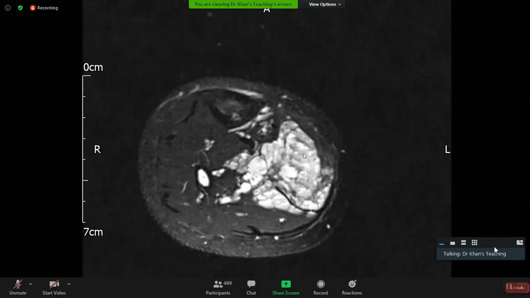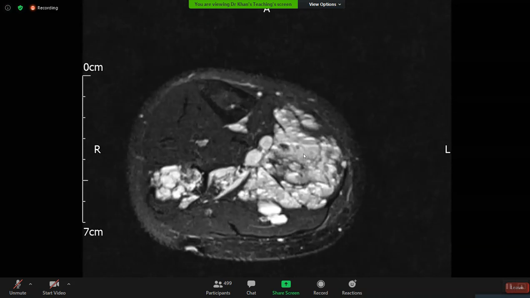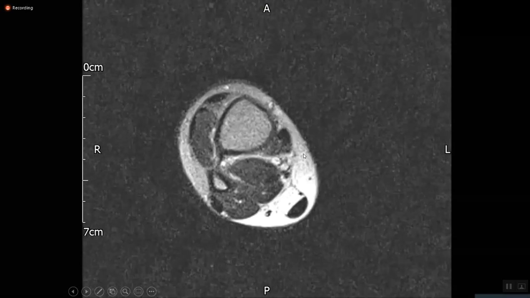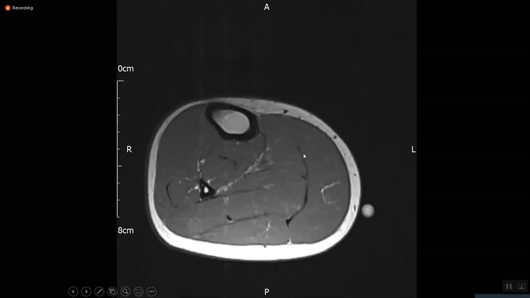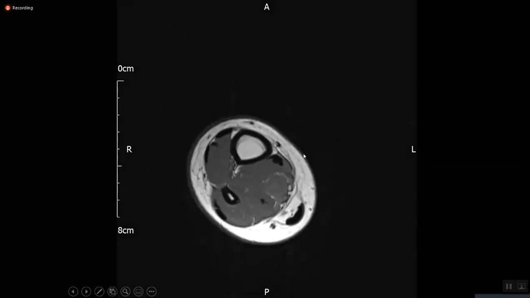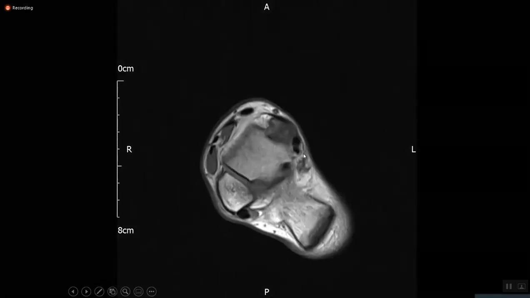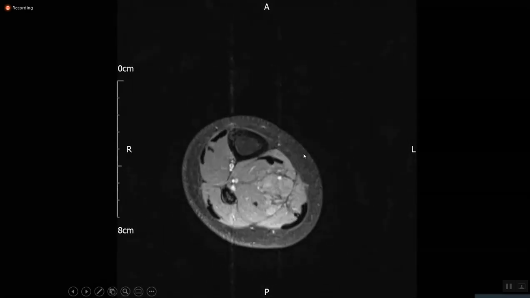On the plain film, if you do not pick up the phleboliths, then you will get it completely wrong and you will say that this is an aggressive lesion. Please remember, it's not an arteriovenous malformation. It's a venous malformation. The old name was intramuscular hemangioma. If you want to use that word, it's fine. So it will be connected to the veins and not the arteries. Right.